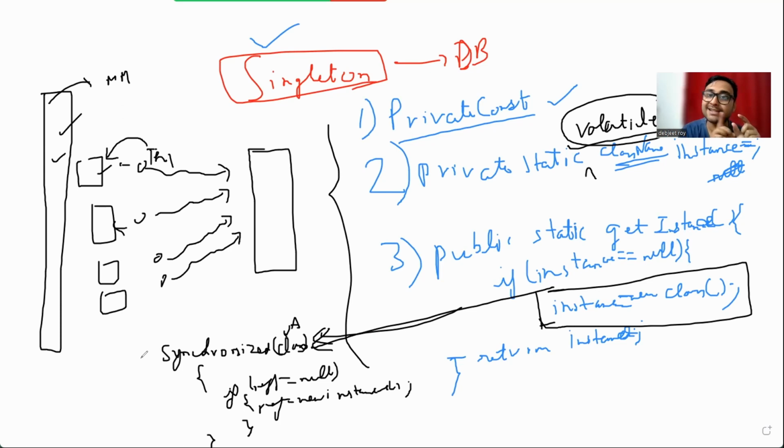After thread one has released the object lock, only then will the second or third thread come, acquire the object lock and start working, while the other threads wait. To allow this process, synchronized is very much important. This is a very important keyword.